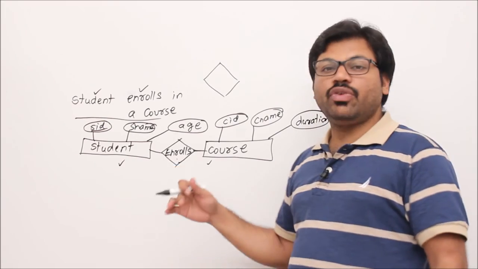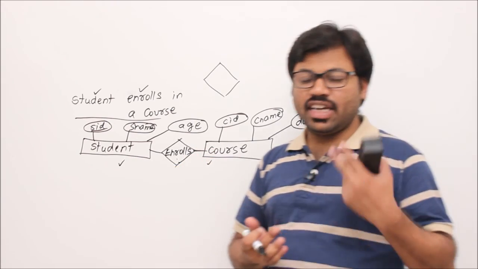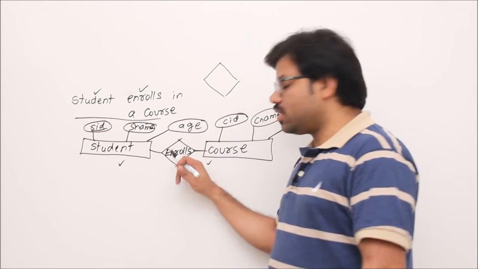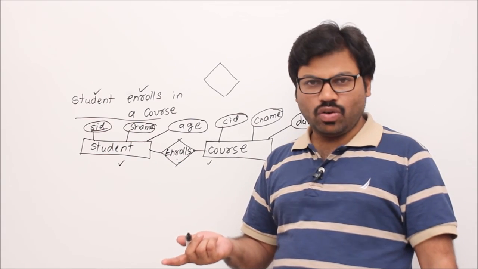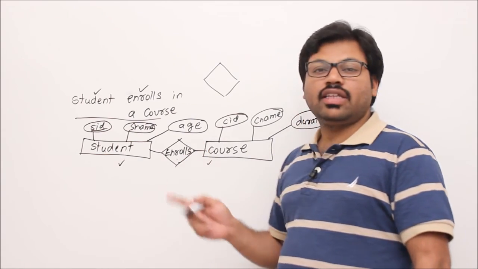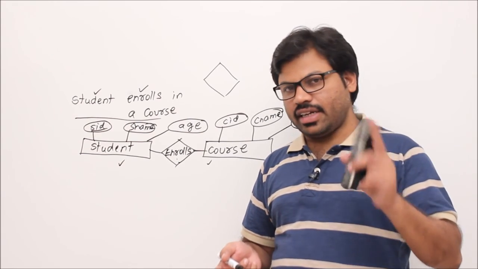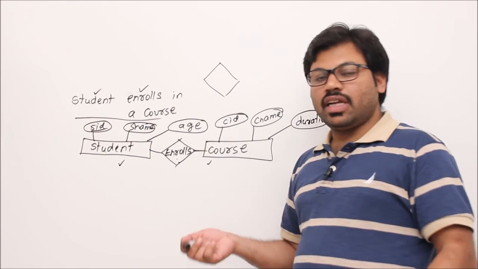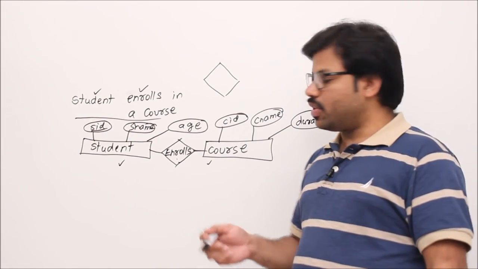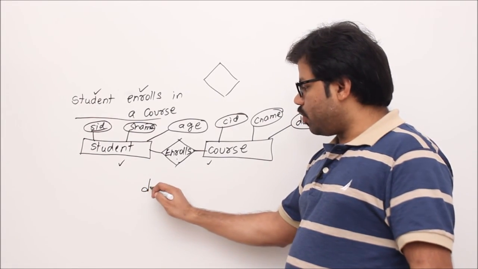Entities are individual objects, they are independent. But a relationship is not independent. That means we can't imagine enrolls without student and course, correct? That's why that is a relationship. There is a difference between entity and relationship. Now, sometimes a relationship can also have attributes. They are called descriptive attributes.